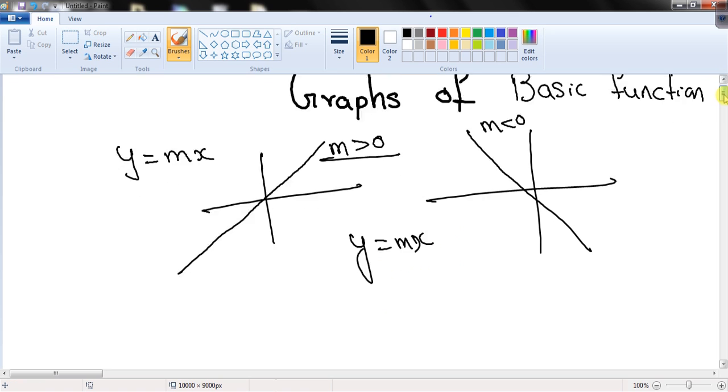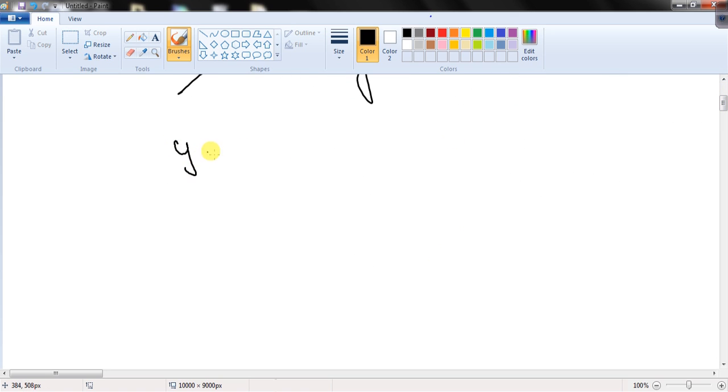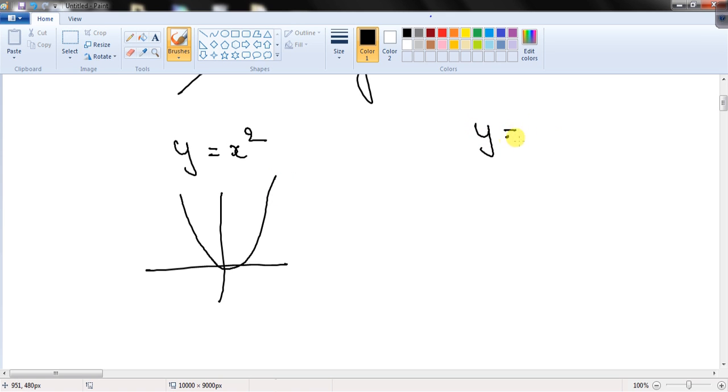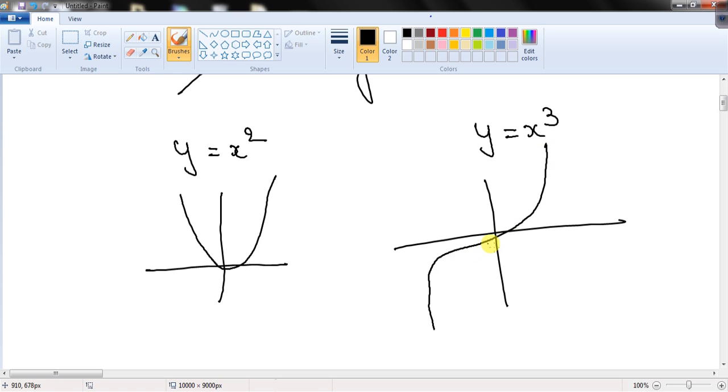The next thing which we should know is y is equal to x square, which is a quadratic function. The basic graph of the quadratic function is this. Next is y is equal to x cube. So y is equal to x cube is a function similar to this.